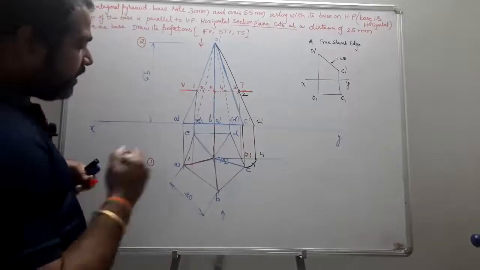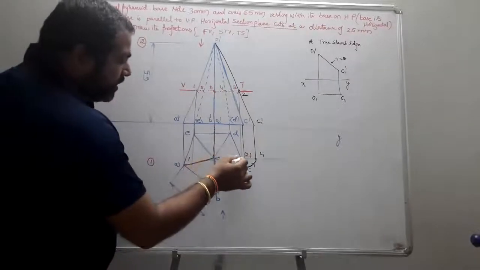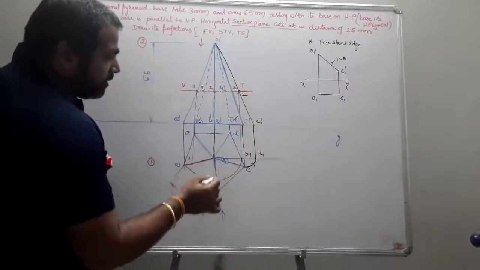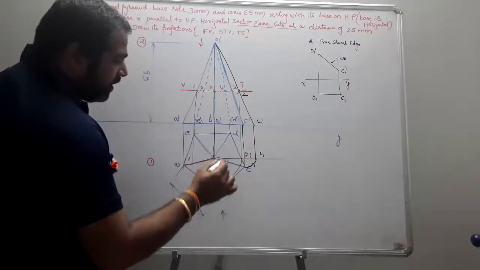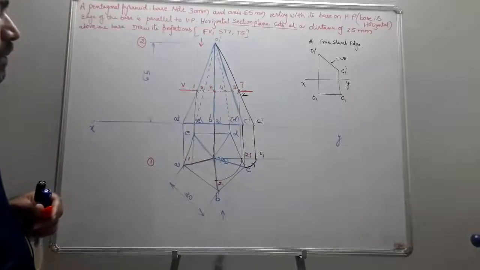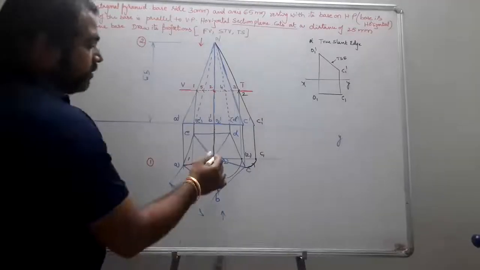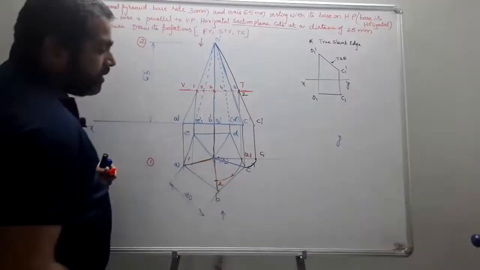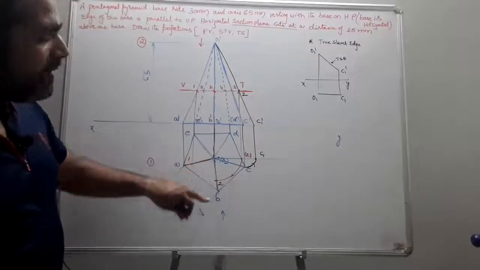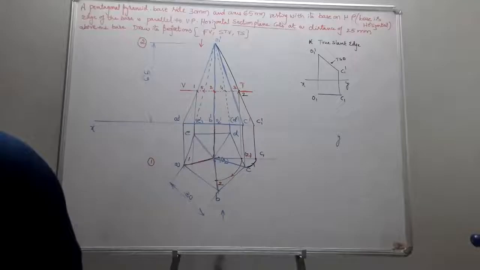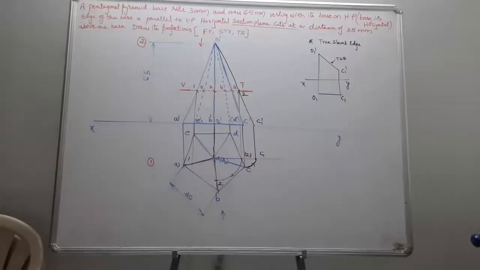Now let us take O as center, O2 as radius, and draw an arc. This becomes your final point 2. O as center, O2 as radius, draw an arc to obtain the point on the OB edge. Students, is it clear now how you created your true slant edge and how I projected my point 2 on the true slant edge?